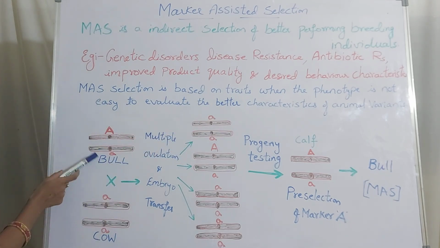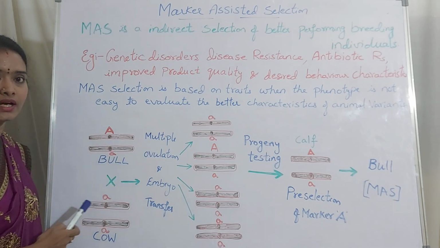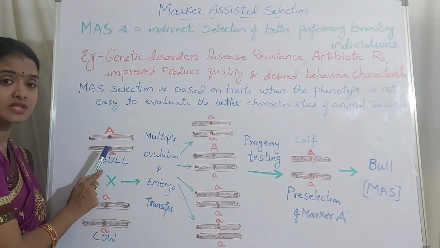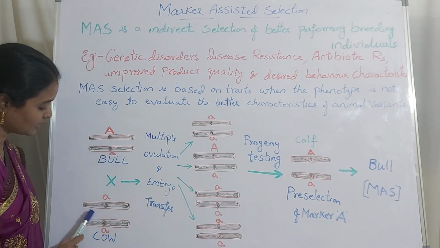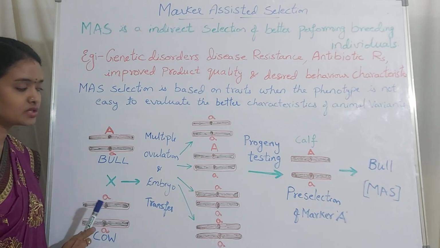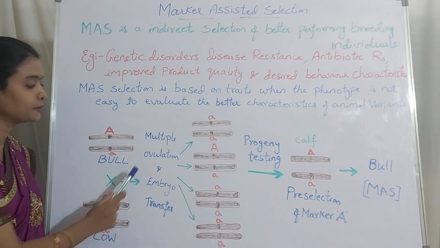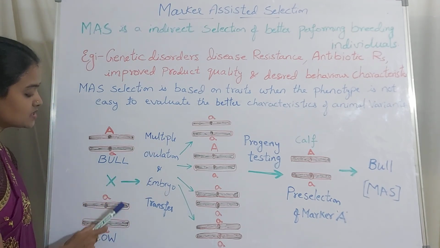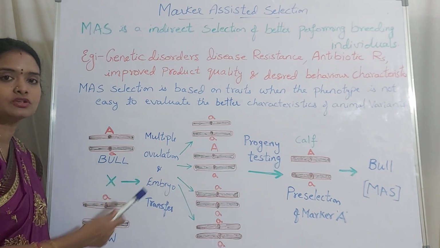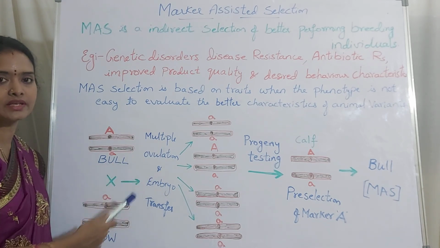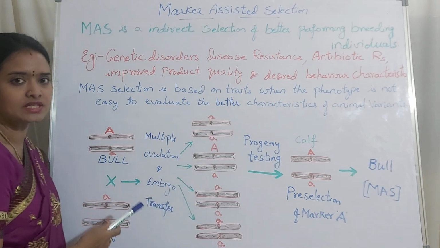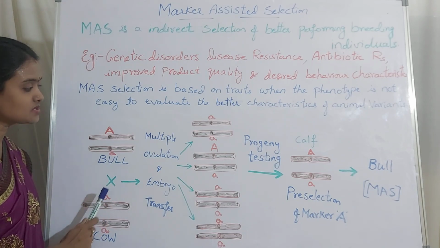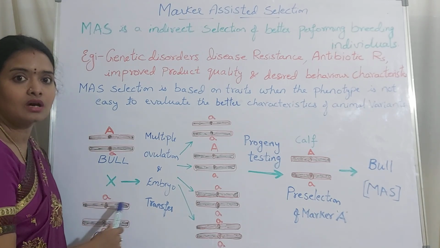When these two are crossed, here we go for an artificial process where the semen is collected and sperms are separated. Then the cow is given superovulation so that it produces multiple ovules. That is called the multiple ovulation process. So instead of producing one ovule, it will produce 4 or more, up to 6. In the multiple ovulation process, you then extract those ovules.